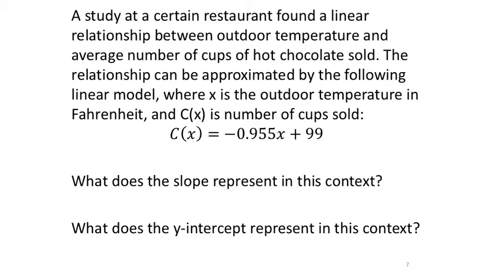The relationship can be approximated by the following linear model, which is just the function, by the way. So linear models, of course, we know those can be shown as graphs, but they can also be shown just as pretty much straight equations or functions like this. So X is the outdoor temperature, so that's nice. They're telling us this much. In Fahrenheit, by the way. And C of X is number of cups sold. So C for cups, X for Fahrenheit.